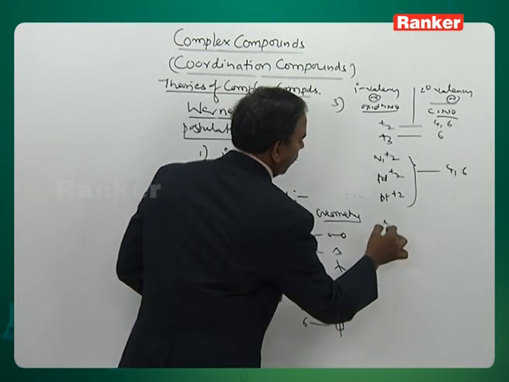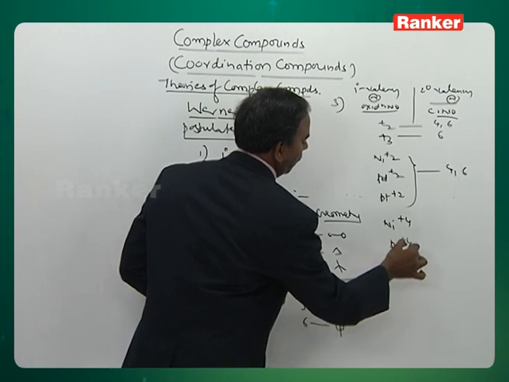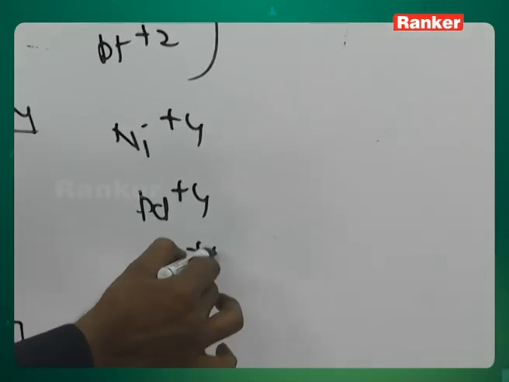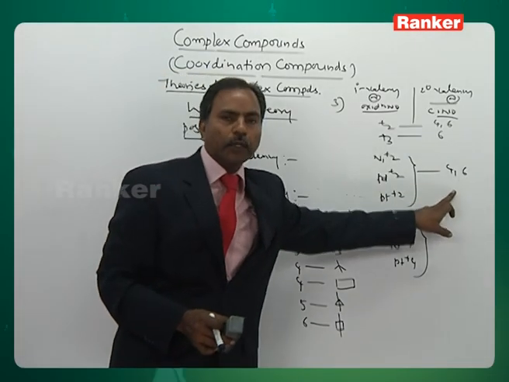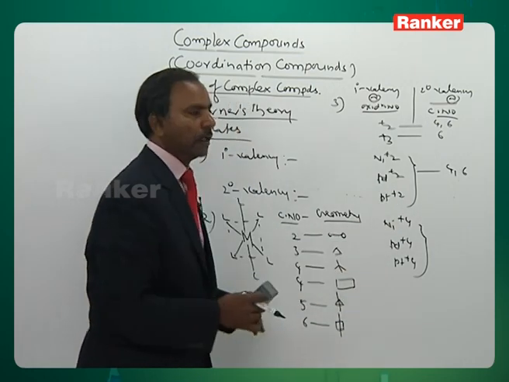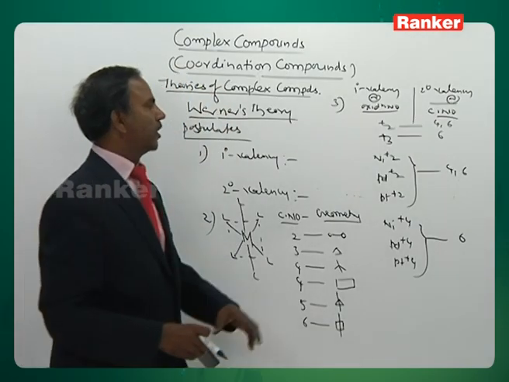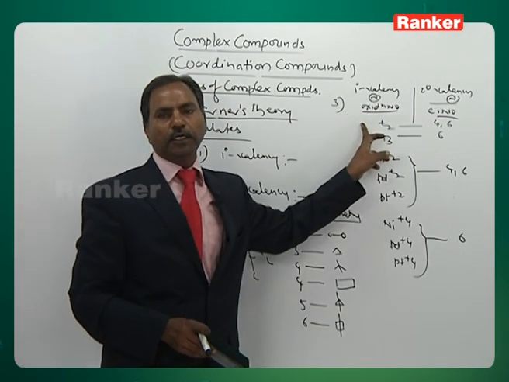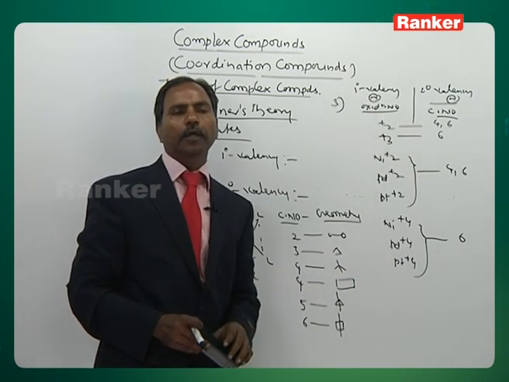But in the +4 state, the same thing, nickel +4, palladium +4 and platinum +4, you take. These 3 metal ions in their +2 oxidation state exhibit 4 and 6, but in their +4 oxidation state, they exhibit only 6 coordination number. Like this, for a fixed primary valency or oxidation number, there will be a fixed secondary valency or coordination number.